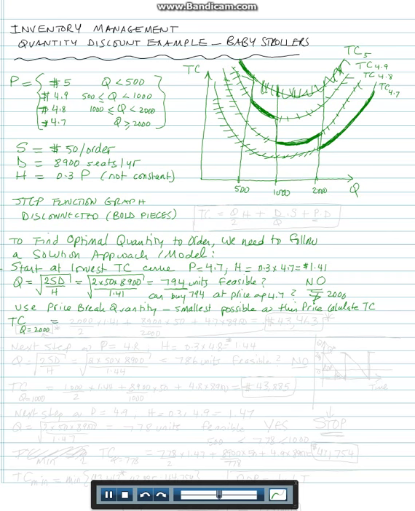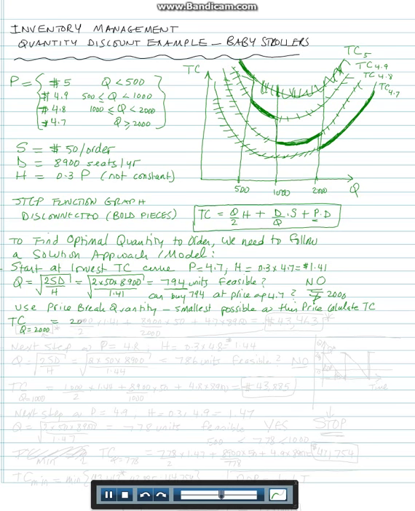Now we're going to have to use the entire TC for these types of problems. So let's write it out here. TC is going to be the holding cost, Q over 2 times H, plus D over Q times S, plus P times D. So now, in addition, we're adding the purchasing cost because P is different. So this is my total cost equation in a quantity discount model.